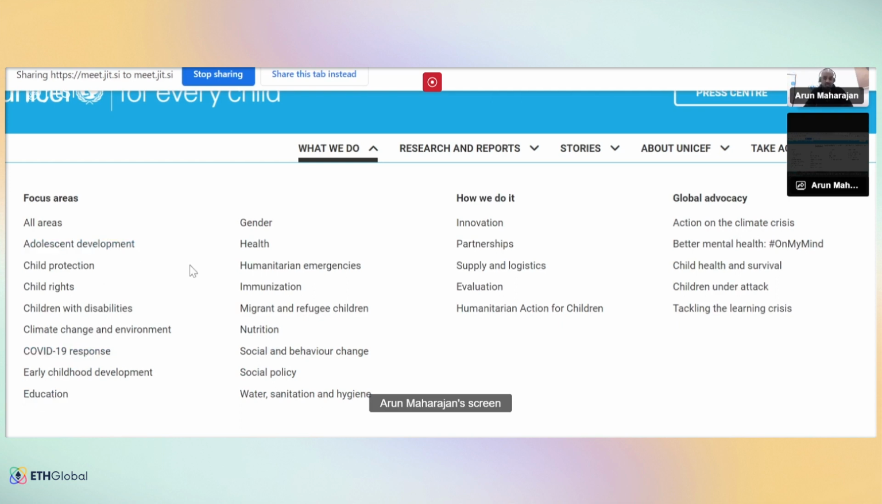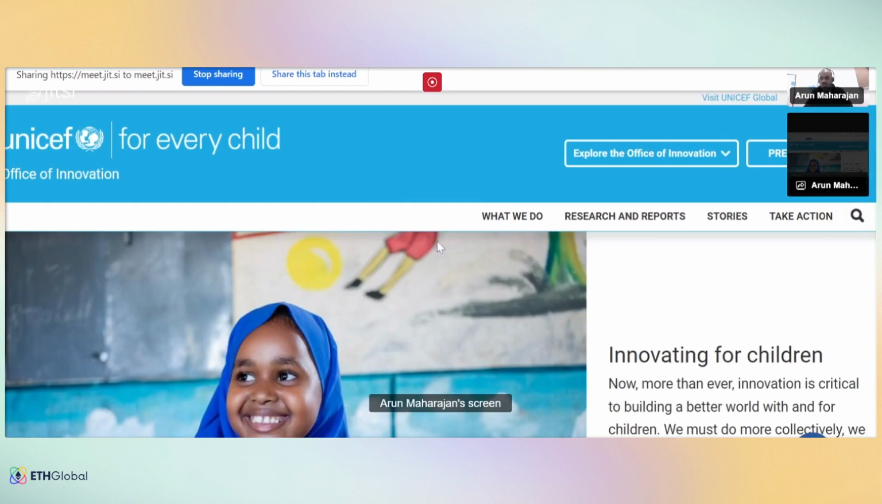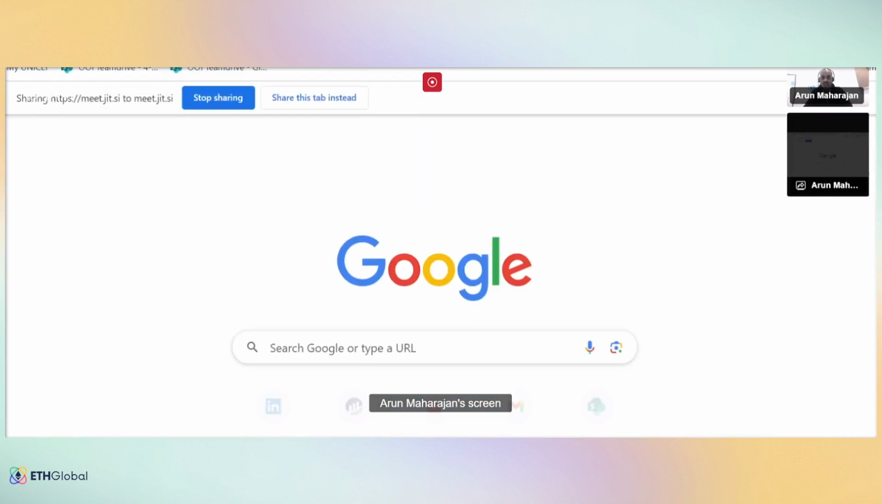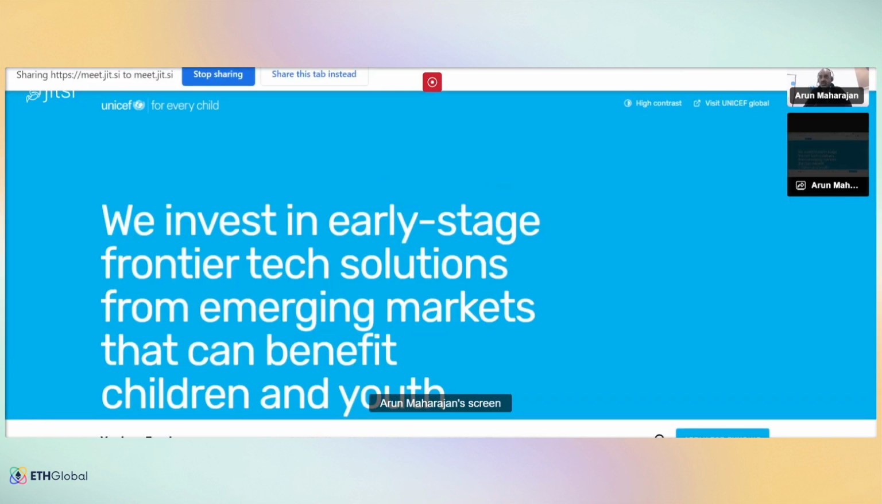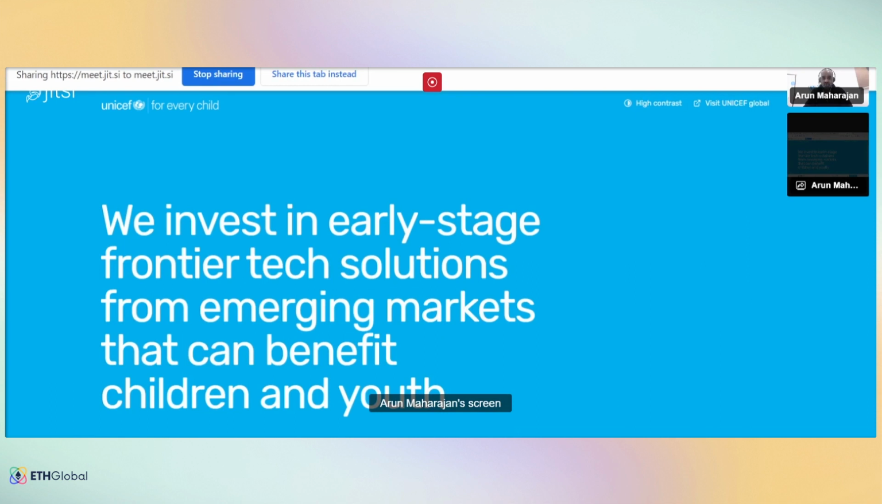In this hackathon, we will focus on a couple of these topics, and then let's see what we come up with. Of course, we have a huge focus on innovation, and that is primarily led by the UNICEF Office of Innovation that I am a part of. Maybe I can show you the UNICEF Venture Fund website. This is the team that I'm part of, UNICEF Ventures.